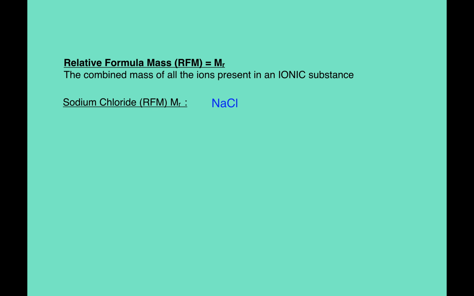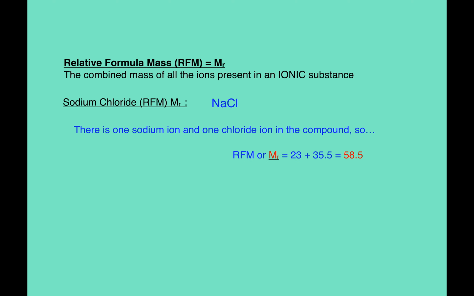So we look for the relative atomic masses. For sodium chloride, for example, the relative formula mass, Mr, of sodium chloride would be 1 sodium ion, 1 chloride ion. So we add them together, 23 for the sodium ion, 35.5 for the chloride, gives me 58.5. So the relative formula mass is 58.5.